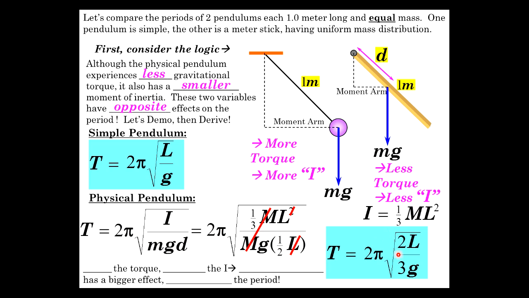So this period is less. It's only square root of 2/3 what the other one is. So the meter stick has half the torque, but only 1/3 the moment of inertia. Therefore, the fact that it has a smaller moment of inertia, only 1/3, more than compensates for only half the torque, and it still wins, reducing the period. So its period is less than the simple pendulum.